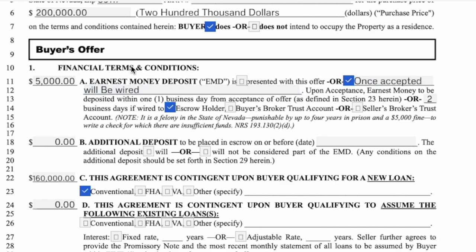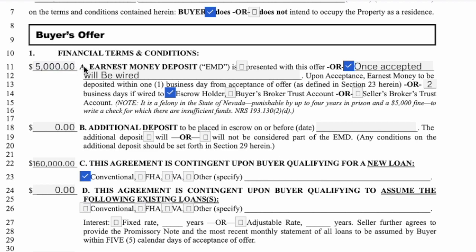Okay, so buyer's offer. Section 1, financial terms and conditions. Here, subsection A is going to be earnest money deposit, EMD. What is it? I like to call it an I'm serious deposit. It's an amount, usually about 3 to 5% of the purchase price, which will be put into escrow and goes towards your closing costs. That's just going to be the I'm serious, and it also is something that the seller can liquidate as damages in the end. So it's very important to know what and how much your EMD is and the process with it.